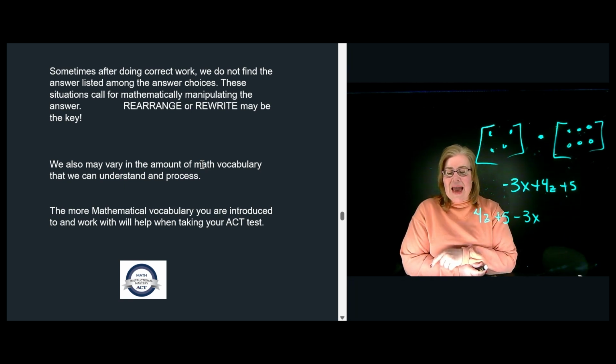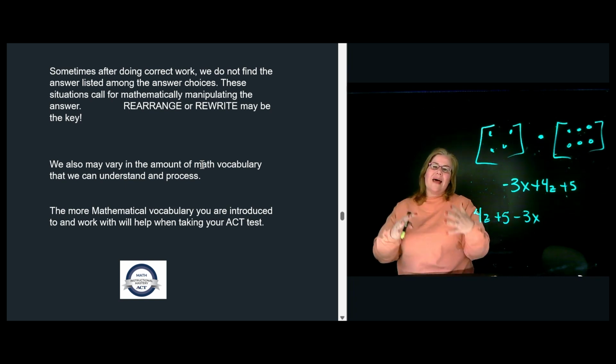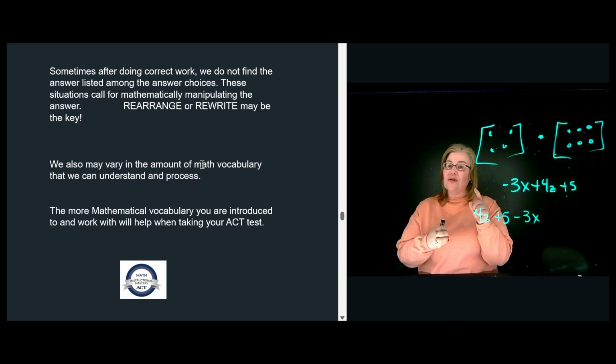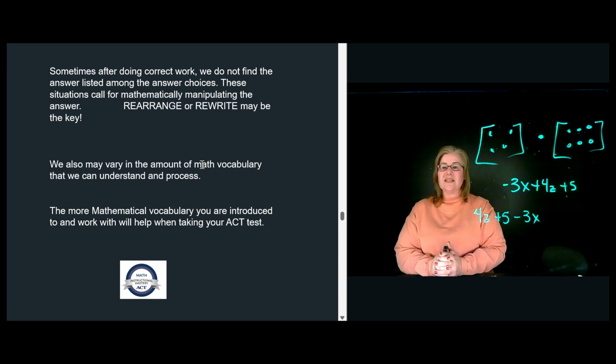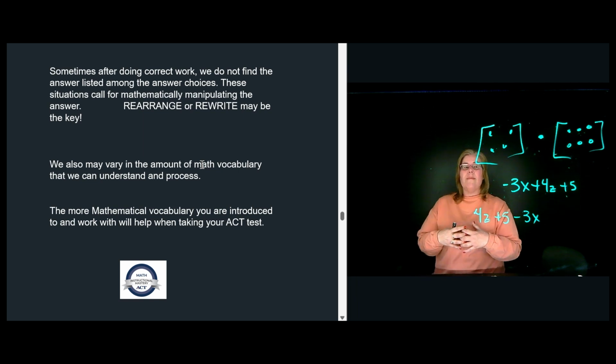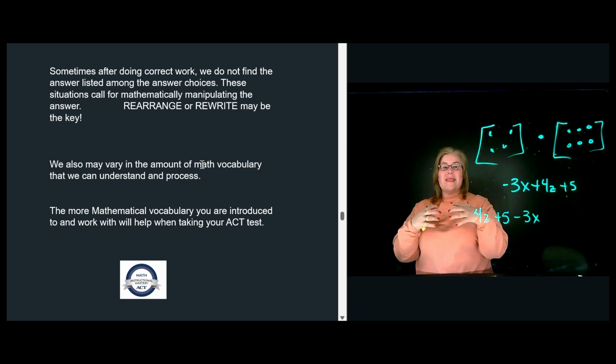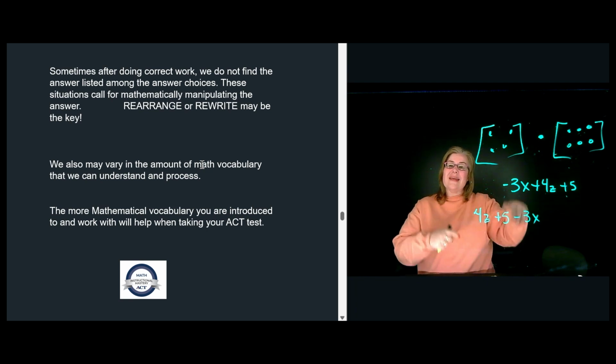Okay, so we also may have a variety of mathematical vocabulary that we don't remember or don't know how to process. Okay, the context clues that you've learned are going to be key, because a lot of times those context clues can help you with a mathematical vocabulary word you've not come across. So we don't want to forget that. And the more mathematical vocabulary that we're introduced to, maybe with the reading or the writing or the working with, the more knowledge that we can take into that ACT test.